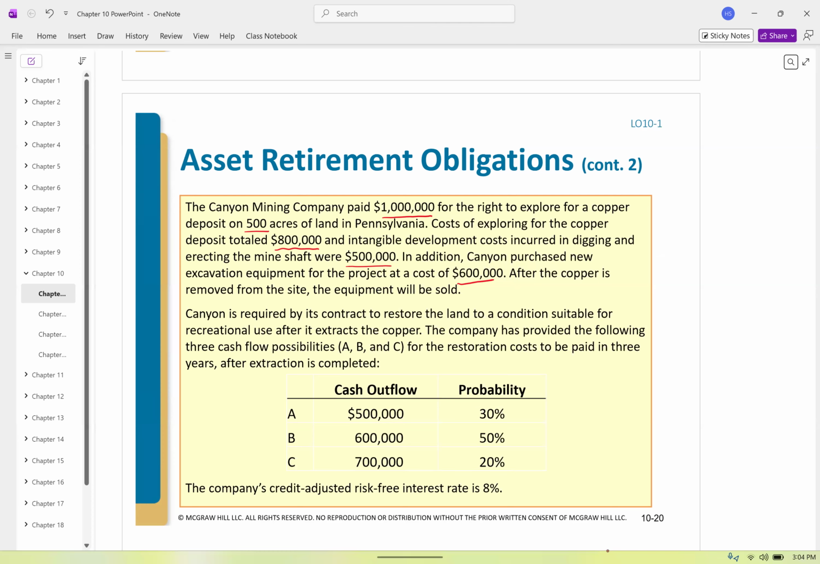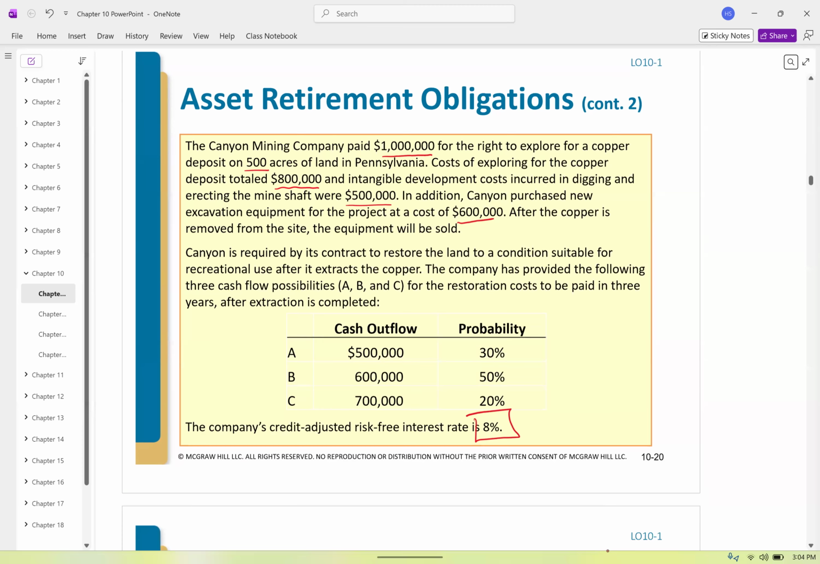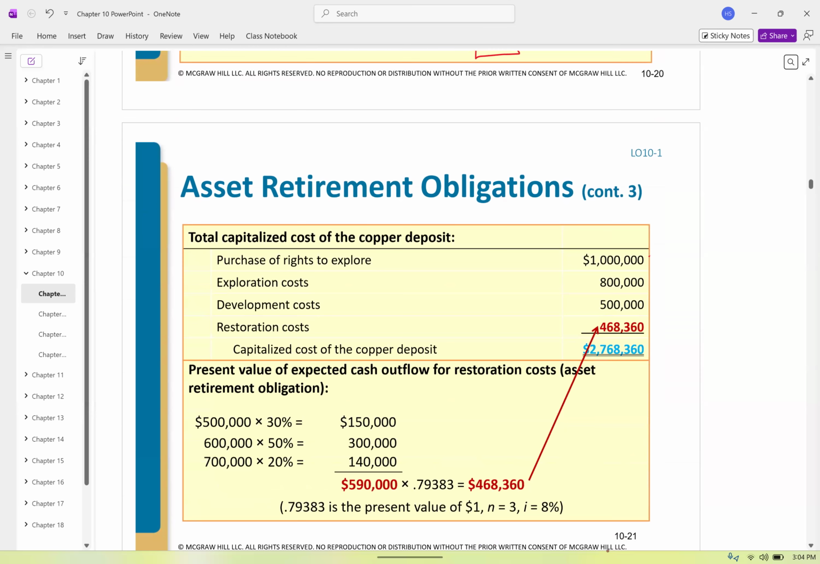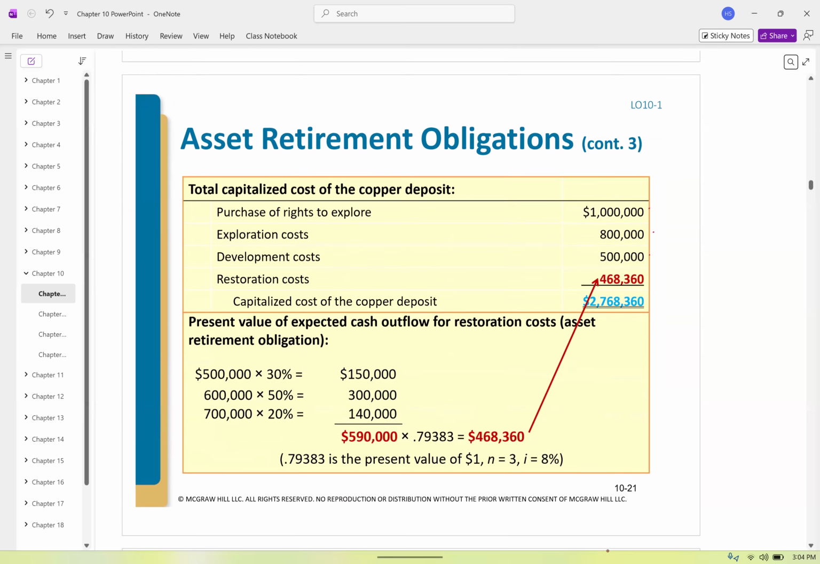Okay. So the company has provided the following three possibilities of cash flows. The first one, it's going to cost us 500,000, 30% probability. Next one, 600,000, 50% probability, 700,000, 20%. Right here, they give us 8%. We're going to need that because we're going to discount these cash flows down. So the first thing we're going to do, we know the $1 million, 800, the development cost, and then we have the restoration cost. How do we get that number? We're going to come down here and look at it.